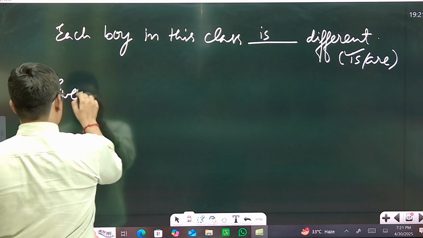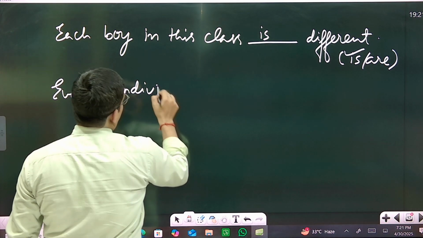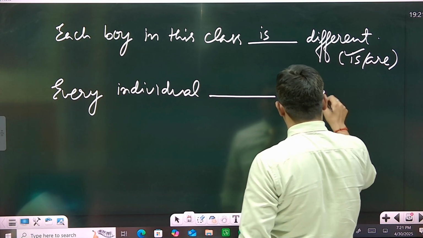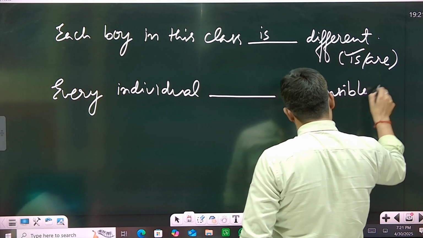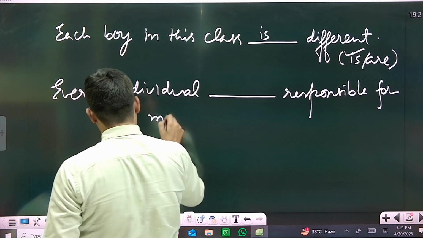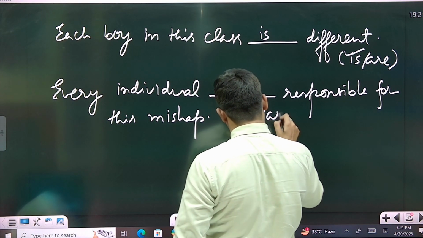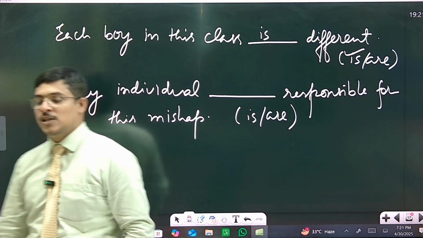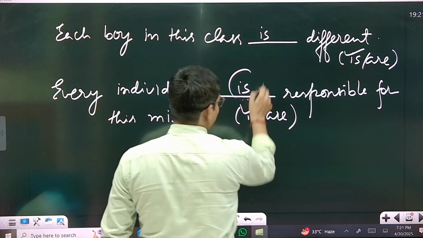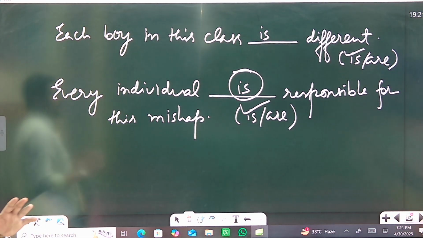Every individual blank responsible for this mishap. What shall we write? Is or are? Answer is is. Making sense. I hope you are able to understand this, children.